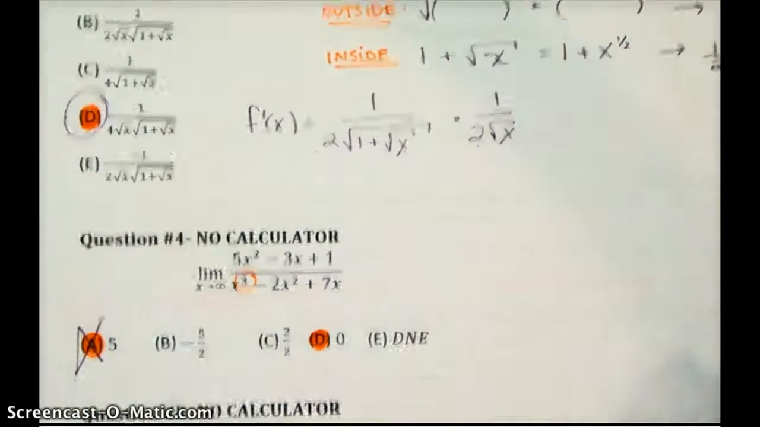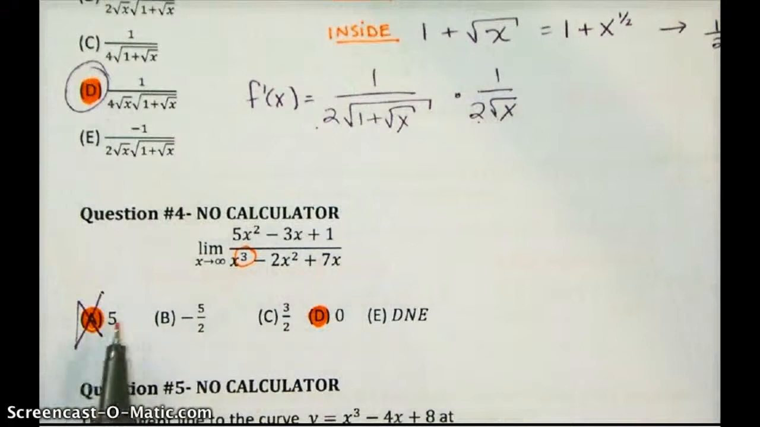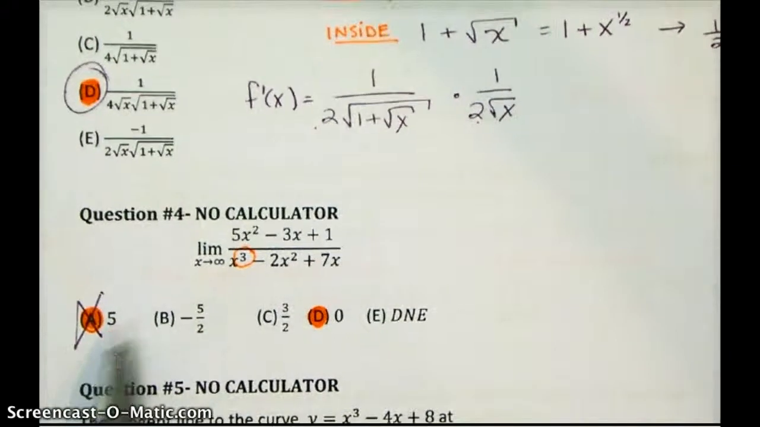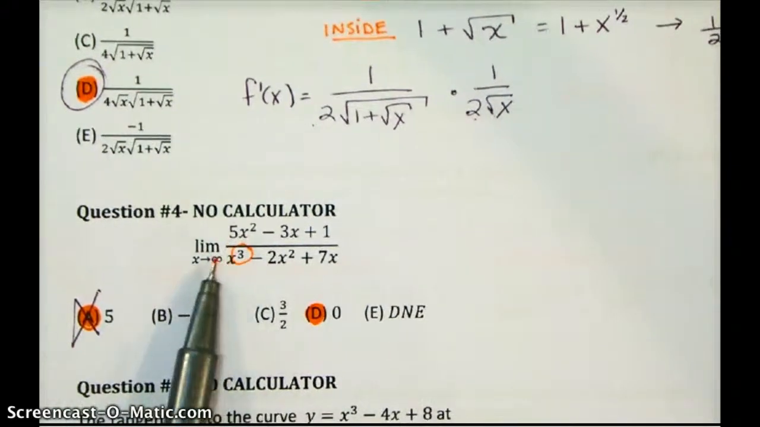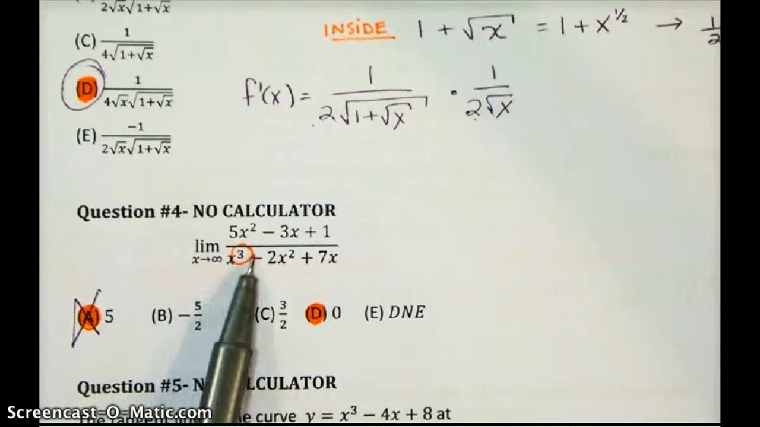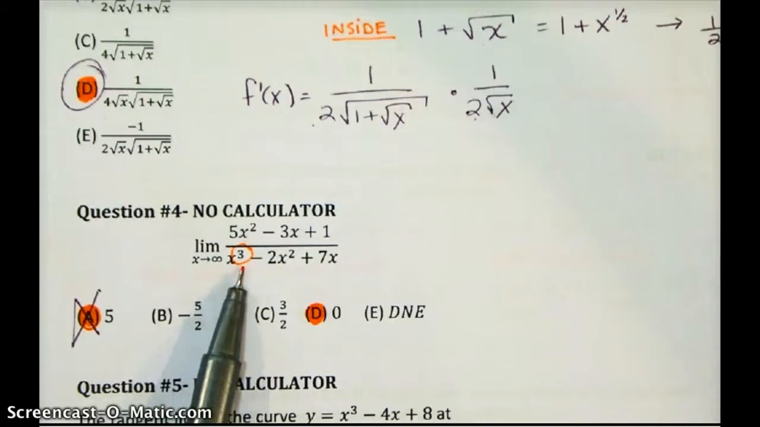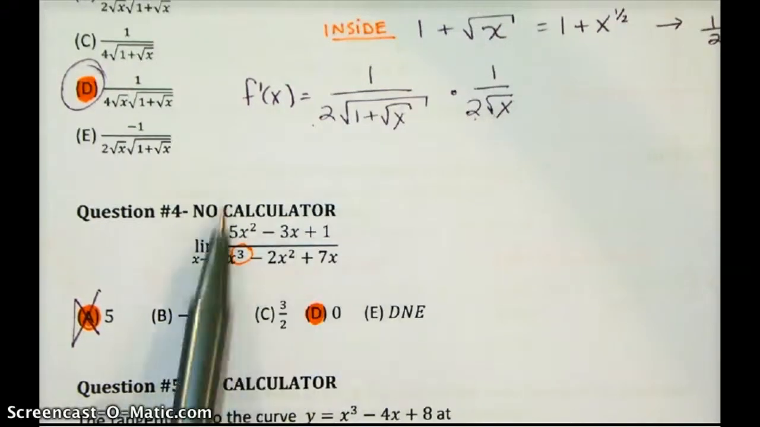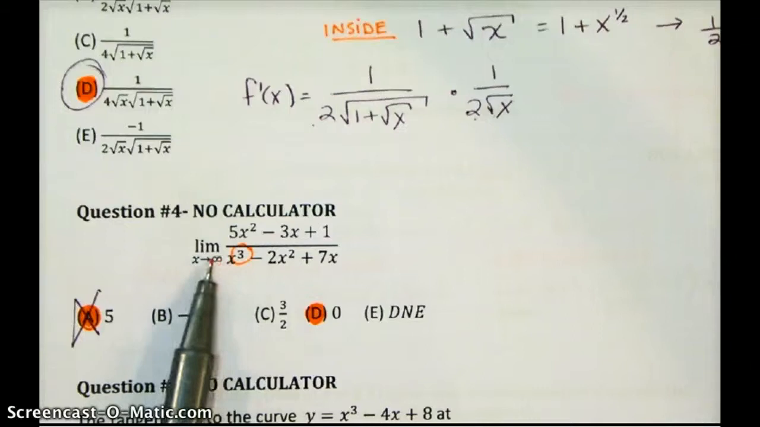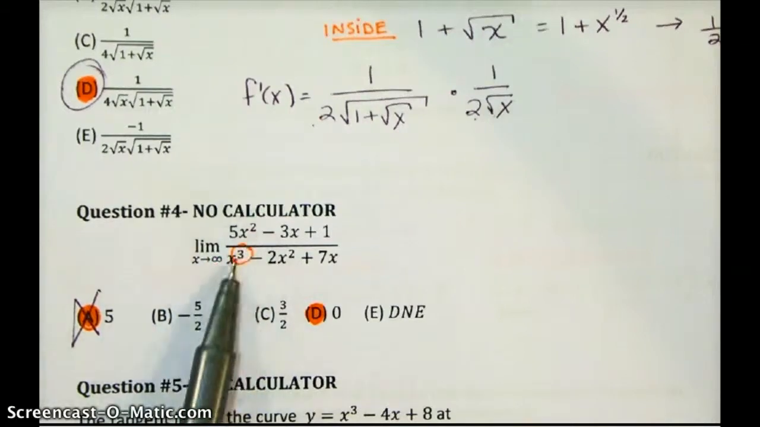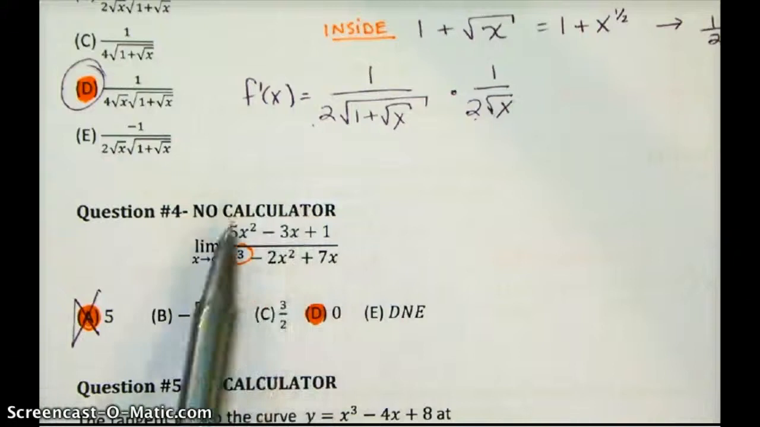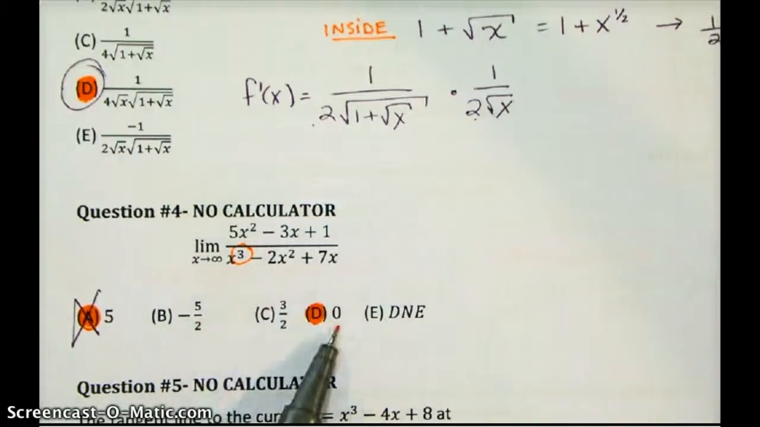Question number 4 is really quick. If you made a mistake, I'm guessing that you picked A. You just picked the leading coefficients. But remember that if the degree is higher on the bottom of the fraction, then actually the whole fraction is going to go to 0. And that's because as x gets really, really large, we end up dividing a number by a much larger number. So our answers get very, very close to 0.